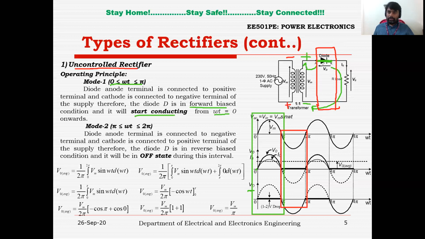That means now the anode of the diode is connected to the negative terminal. You can see this anode terminal is connected to negative, and the cathode is connected to positive, which means the diode is in reverse bias condition. If it is in reverse bias condition, the diode goes from the forward state to the off state. And off state means now we need to replace this diode with an open circuit.